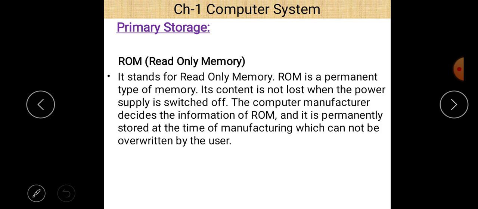So we can say that ROM is also a non-volatile memory, and the computer manufacturer decides the information of ROM when it is permanently stored at the time of manufacturing, which cannot be overwritten by the user. So the computer manufacturer stores the information in ROM, and that information is stored permanently and is not overwritten by the user. That is called the read only memory, because we can only read the data, but we are not capable of writing or overwriting the data into that memory.